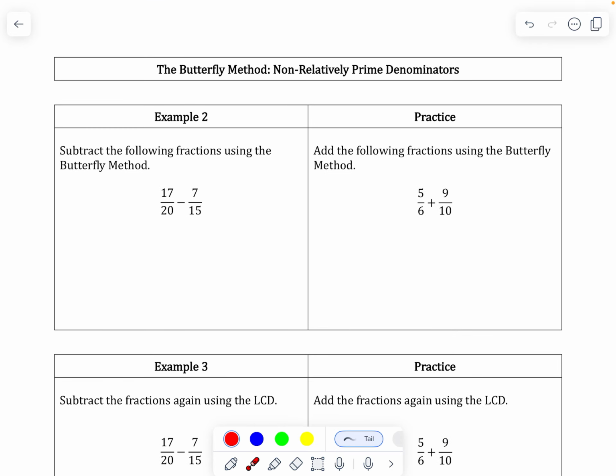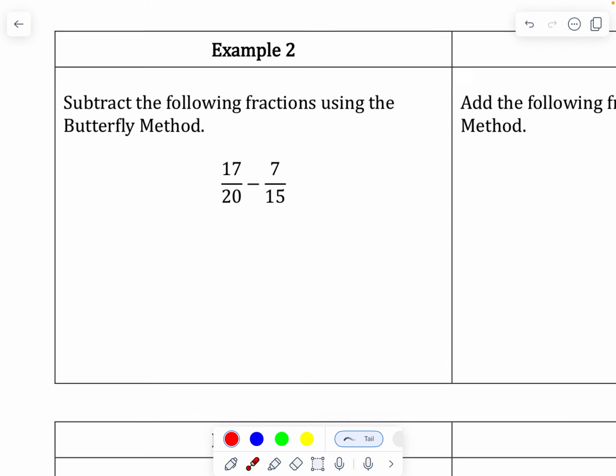In the next example, we're going to use denominators that are not relatively prime. So, again, what does that mean? Well, look at 20 and 15, those are both divisible by 5. They have a common factor of 5. So these two denominators are not relatively prime. And let's see what that's going to do. But anyways, go ahead and do the butterfly method.